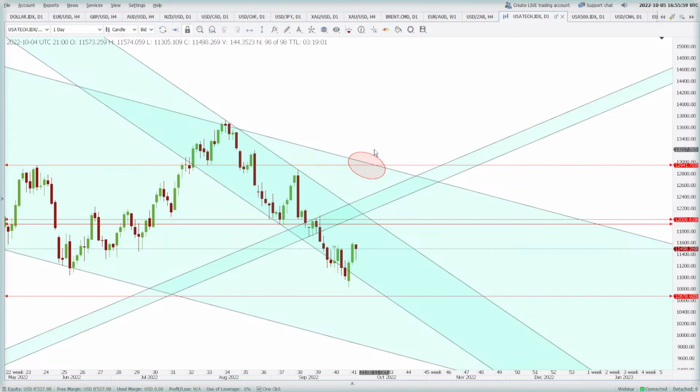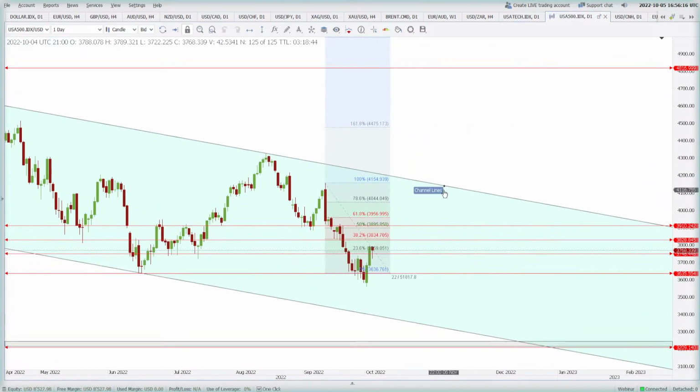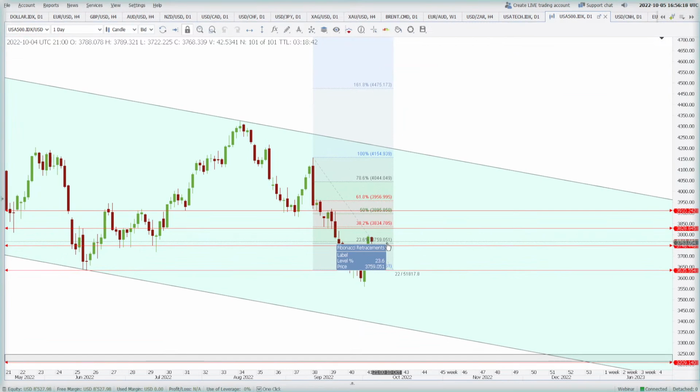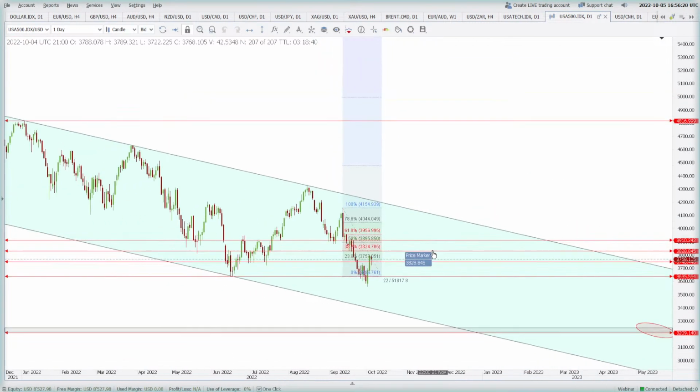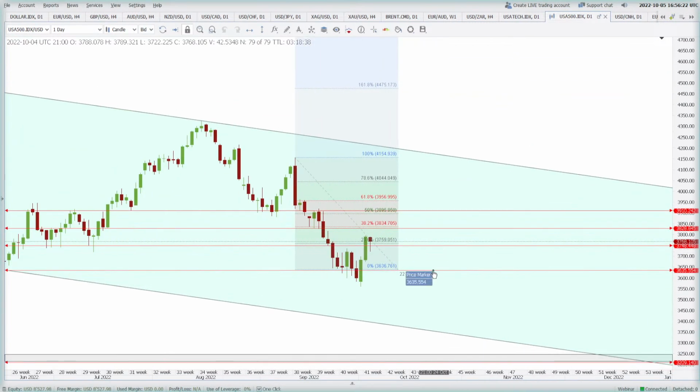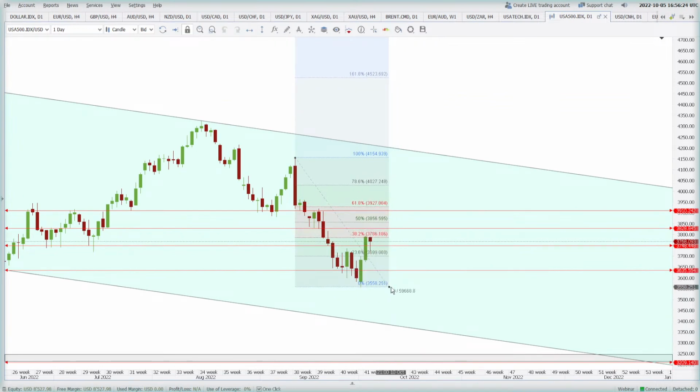Okay, so 11,923 is what is expected, but there you can find sellers. This is the area where you can find sellers, and they can push the prices back to 10,678. Similarly in the tech also, the prices are rising from here. I think I will do it like this.